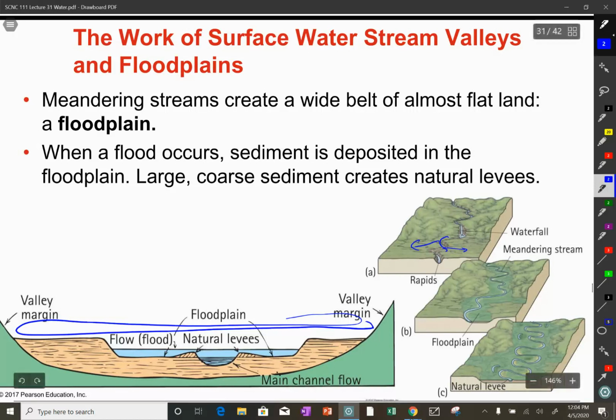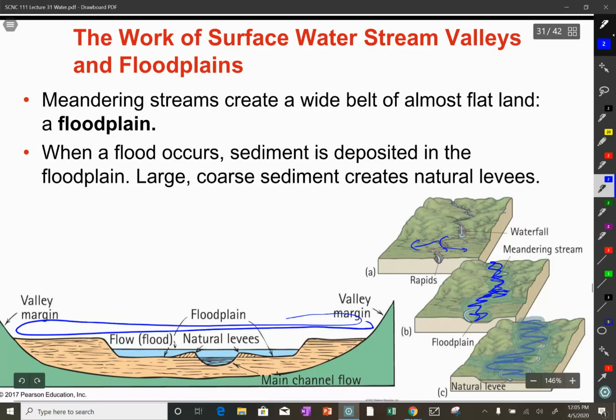So here's a picture showing the progression of a floodplain. So you started with a waterfall and then a valley where it meanders back and forth. But that meandering back and forth continued, and so now we don't have the waterfall anymore. It's eroded away, and we have a valley that is bigger. And over time, that valley gets bigger and bigger and bigger.